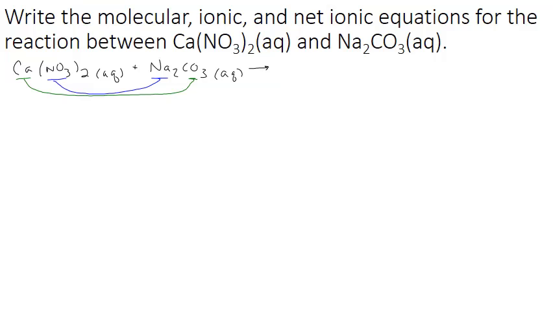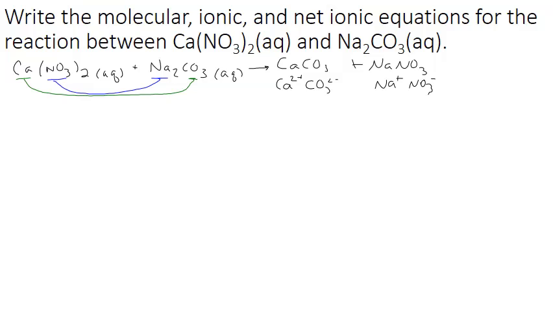Calcium will pair up with carbonate. We would get the formula CaCO3. And sodium, which is a plus, would pair up with nitrate, which is an NO3 minus. And we would get NaNO3.